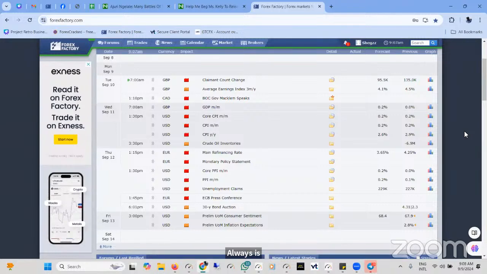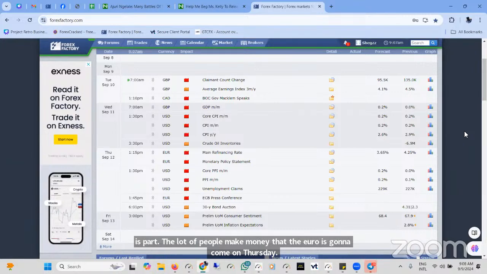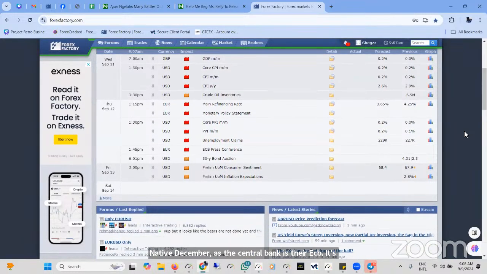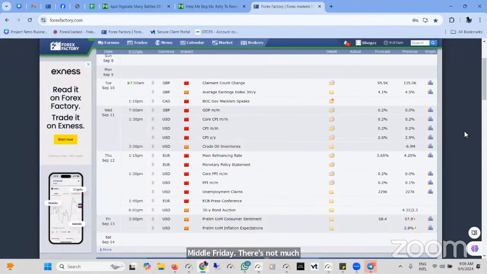Euro is going to come on Thursday, the main refinancing rate. The main refinancing rate is the same as the central bank rate. It's the ECB that releases the rate. And of course, core PPI will also come on Thursday for US dollar. Then on Friday, there's not much news. So I think the days you're going to be making a lot of money are Tuesday, Wednesday, and Thursday this week, if you're interested in trading fundamentals.